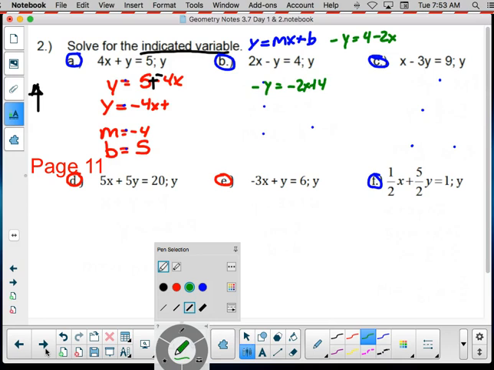And now I'm going to take the opposite of everything. So y is equal to positive 2x minus 4. And now I can read my slope, which is 2, my y-intercept, which is now -4.